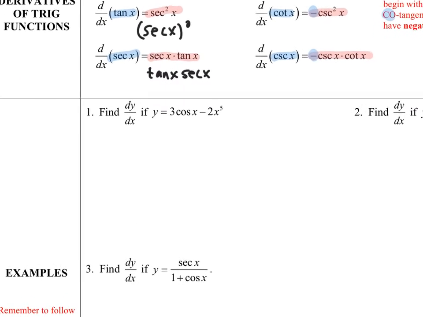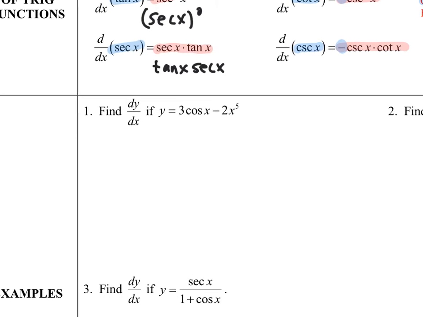So this first one says find dy dx, and I'm given my function y is 3 cosine x minus 2x to the 5th. The derivative of a difference here, I just do the derivative of each part separately. So I'm going to do the derivative of 3 cosine x. You may look at that and say, oh, well, I have a product here because that says 3 times cosine x, and you would be correct. So you might think we need to use a product rule. So let me go ahead and do a product rule and show you what happens.